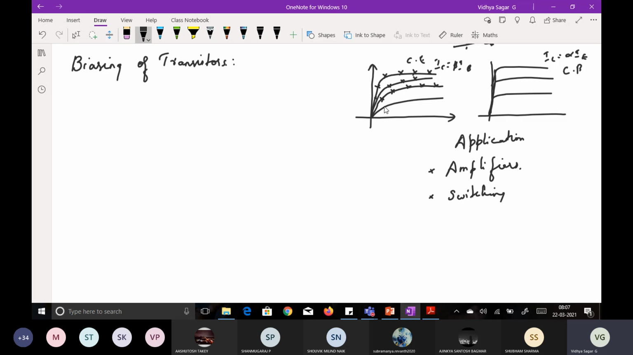Fine. So generally, if I'm defining amplification, we are going to amplify a signal. So let us say I'll take a sinusoidal signal. Fine. So I'm going to define a sinusoidal signal. I'm using common emitter. A small signal IB is applied. So I'm going to take it as a small signal, a very small signal. But whenever I'm applying a signal, what will be our output?